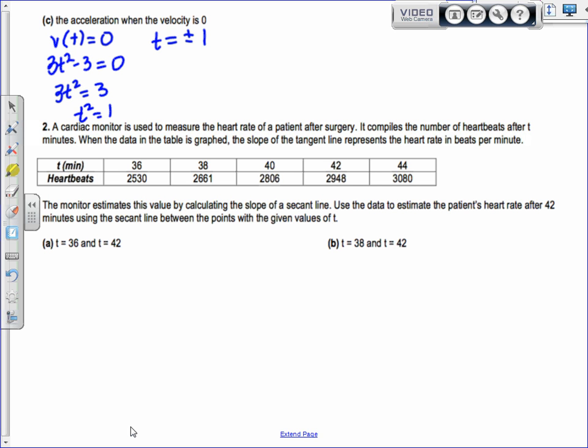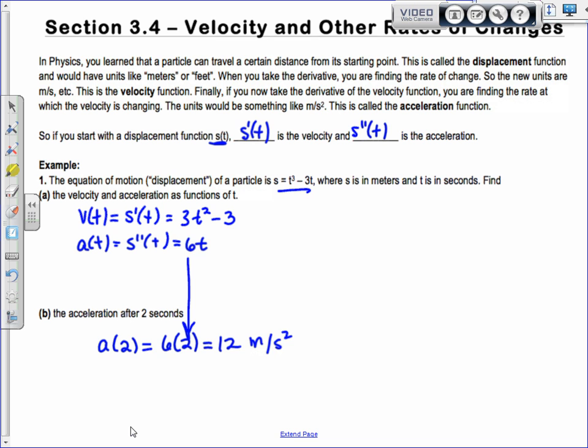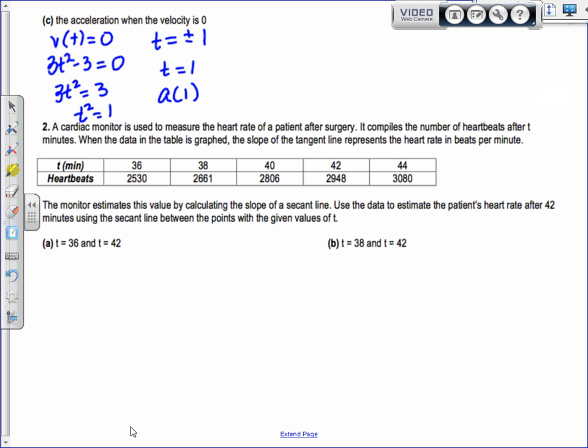T is in seconds. You can't go back in time in physics yet. I don't know, maybe you can eventually. So we have the positive one, t equals 1. We want to find the acceleration at that point. So the acceleration at 1 second is going to be 6 times 1, which is 6 meters per second squared.